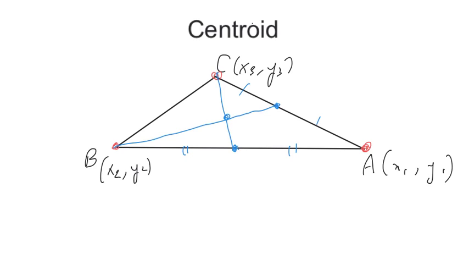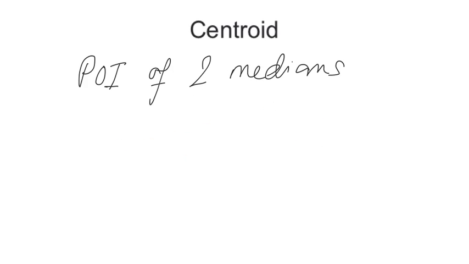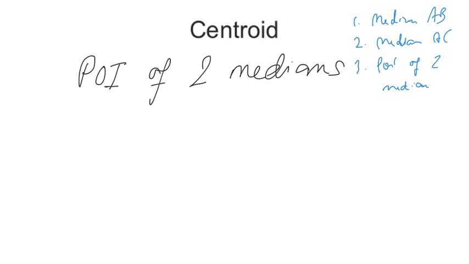Whenever we want to calculate the centroid, we have to find the point of intersection of 2 medians. So we need 2 medians. That's the first step. If you want to think about it in terms of a plan, our plan is always step 1, find a median of, let's say, AB, and then step 2, find the median of, let's say, AC, it doesn't really matter, and then step 3, find the point of intersection of those 2. Okay, so that's the plan in a nutshell.